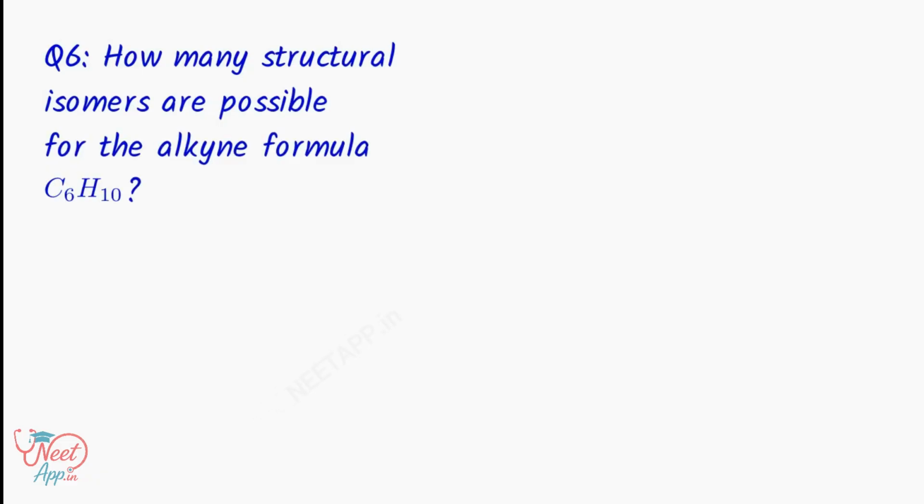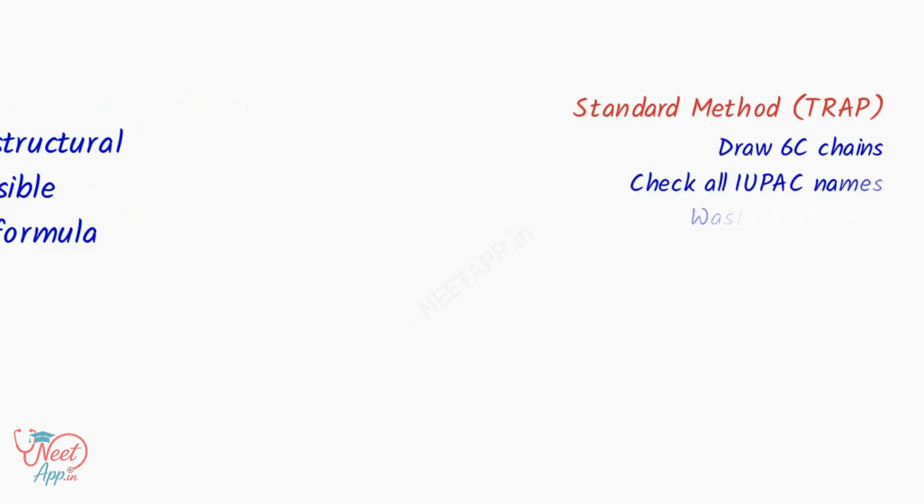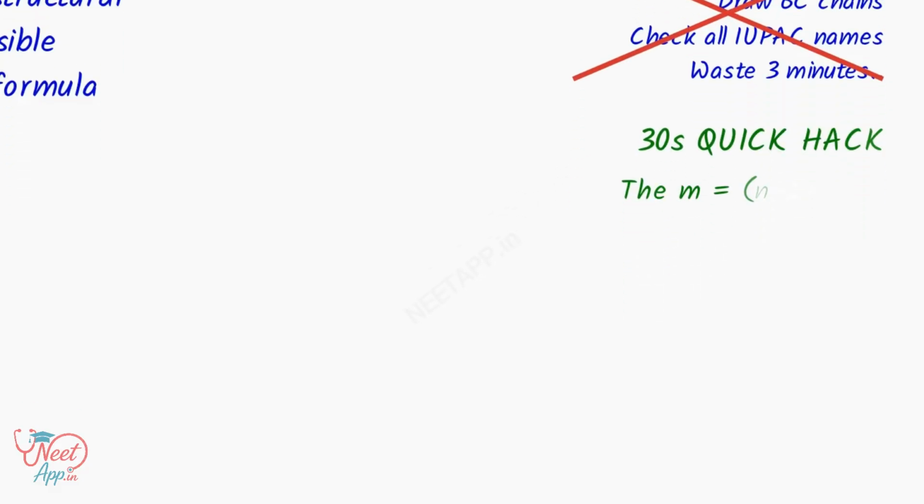Let's solve this complex question in 30 seconds. How many structural isomers are possible for the alkyne formula C6H10? The standard method is a nightmare. Drawing 6 carbons and constantly checking IUPAC names to ensure you haven't drawn the exact same branched alkyne twice wastes precious exam time. Here is the 30-second shortcut, the alkyne splitting trick.